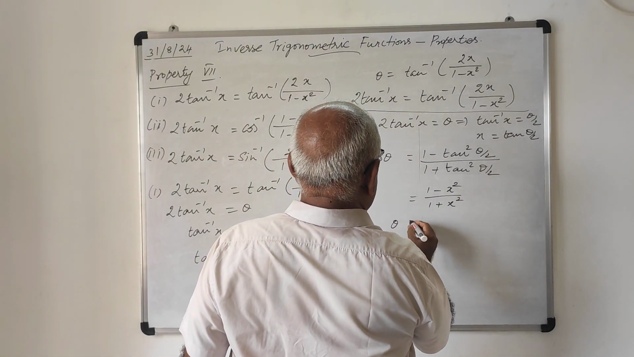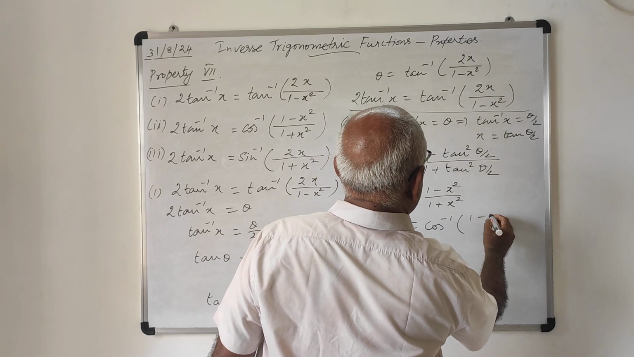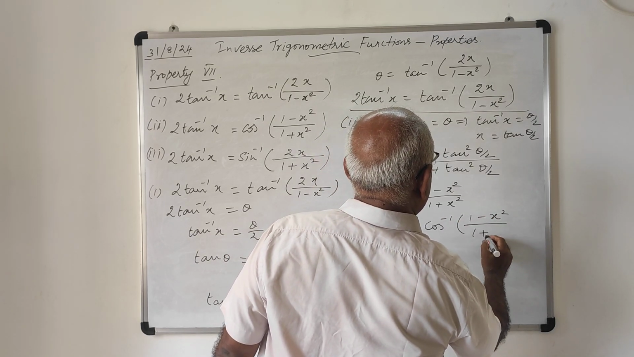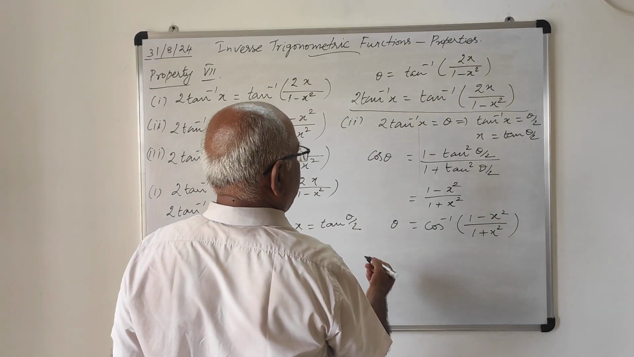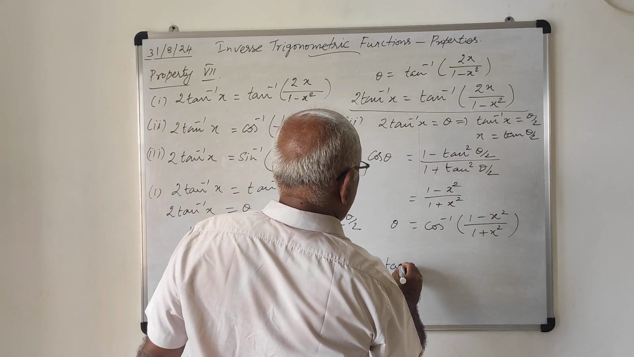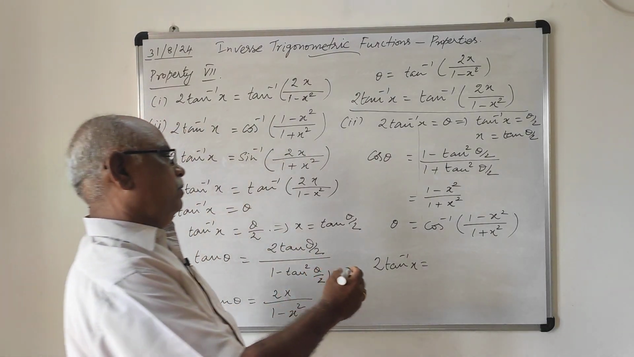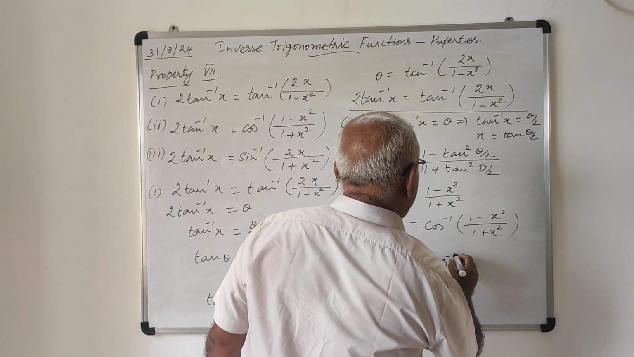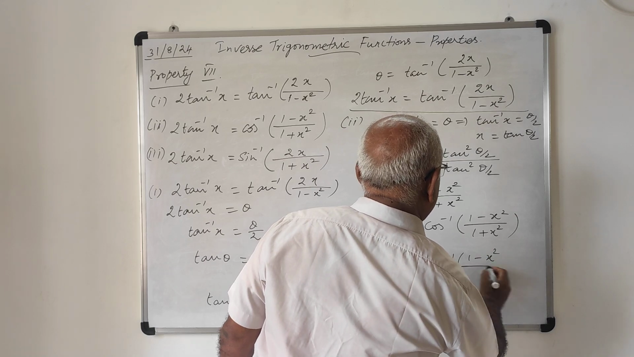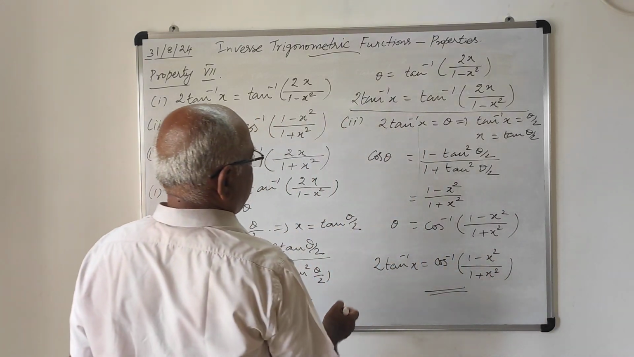So theta equal to cos inverse of 1 minus x square by 1 plus x square. Again theta is replaced by 2 tan inverse of x. So 2 tan inverse of x equal to cos inverse of 1 minus x square by 1 plus x square. That's all about the second result.